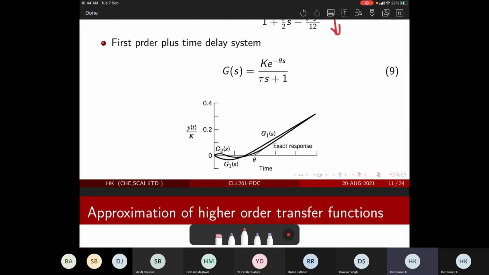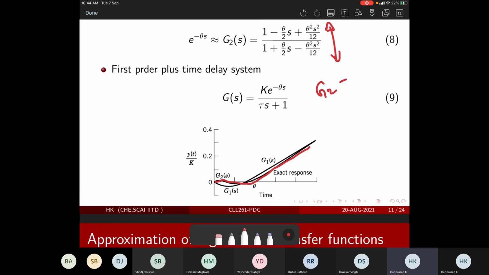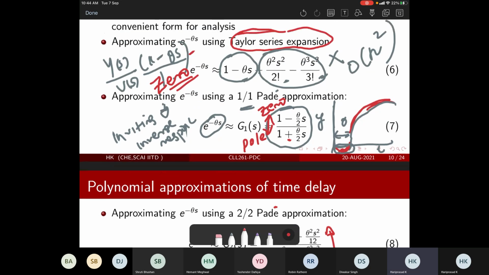And what I'm trying to say is, if you see the exact response, let's say it is something like this, and G2 is the second order Padé and G1 is the first order Padé. You see that the first order Padé has some inverse responses, while the second order, sorry.